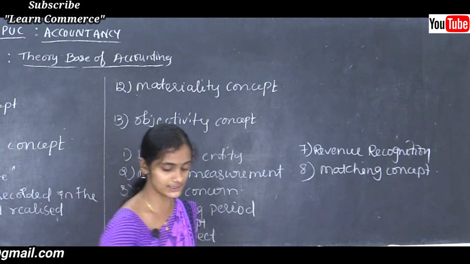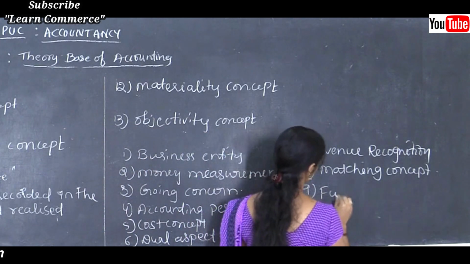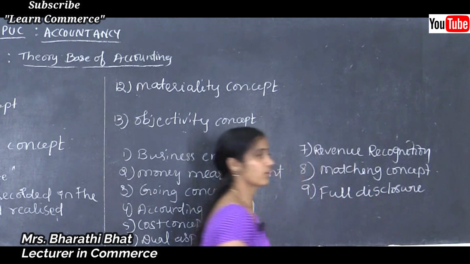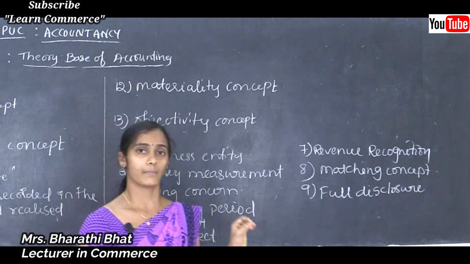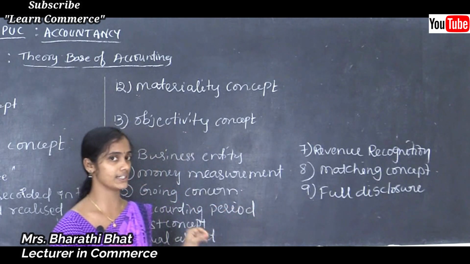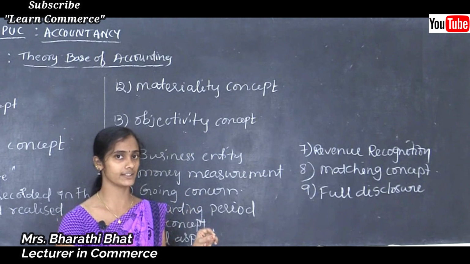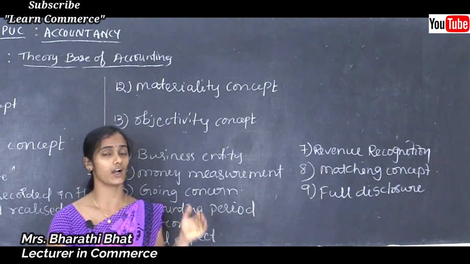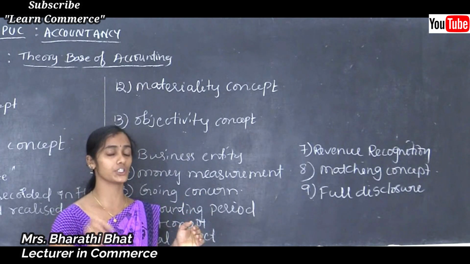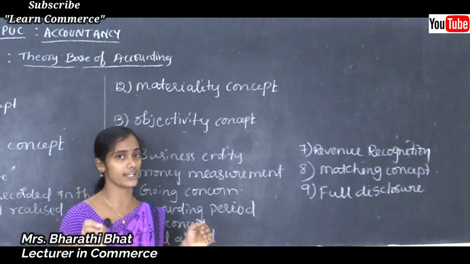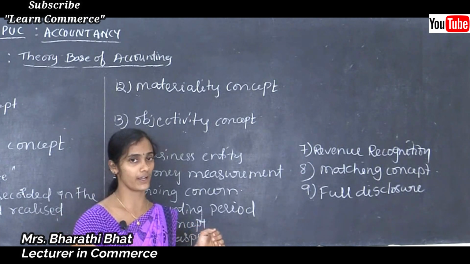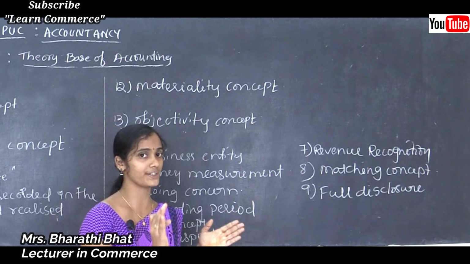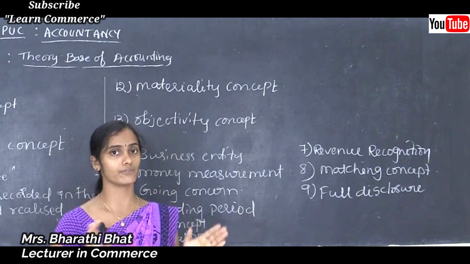And the ninth one is the full disclosure concept. According to this concept, the accountant should disclose all the material facts which are relevant. So all the accounting information we need to record in the books of account. We should not hide any important information. All the material information should be disclosed while preparing the financial statements.